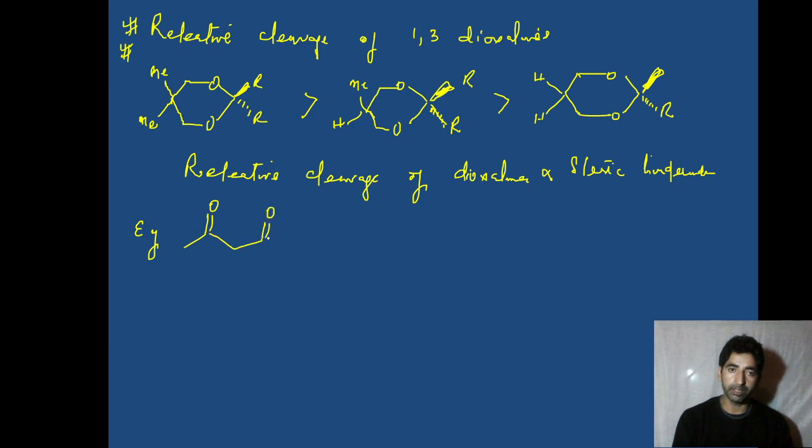In this compound, I have two functional groups. This is my carbonyl group, a keto group, and this is an ester group. Now if I treat this with a reagent like PhMgBr, that is a Grignard reagent, where will the Grignard reagent attack? It can attack this carbonyl carbon, or it can attack this other carbonyl carbon.